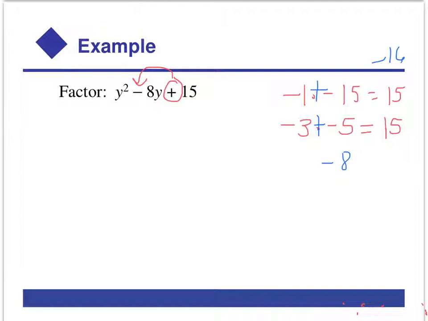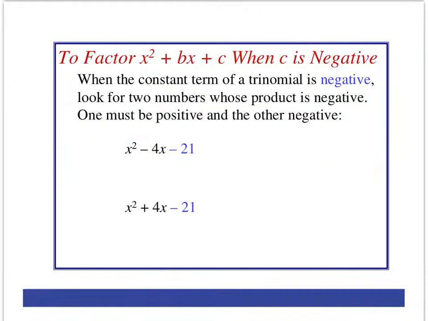So then we're just going to set up two sets of parentheses, y minus and y minus, and then we're just going to drop in what we found. We found a 3 and a 5, and we're done. And if you FOIL those back, you would come back to that original trinomial.